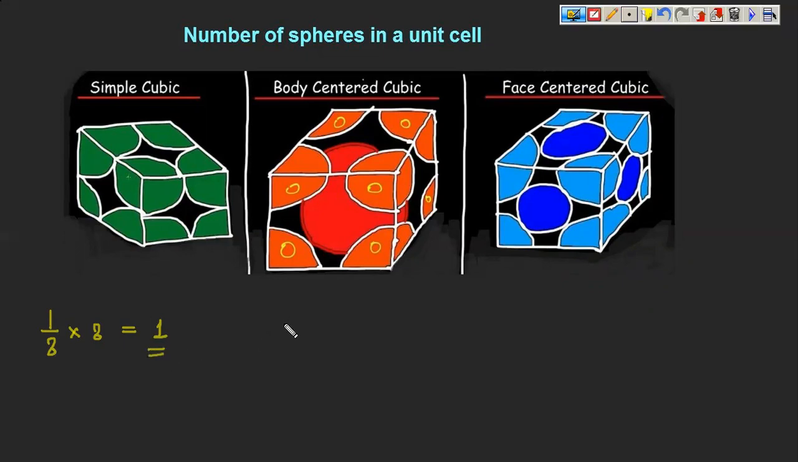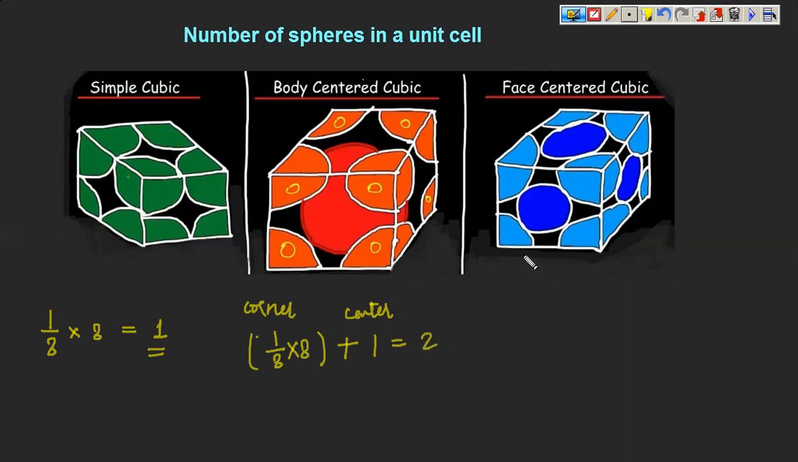In the same way, body centered cubic has two different types of lattice points. One has 1 upon 8 contribution, which is present at the corner, and the total number of corners is 8. One particle is present at the center of the unit cell. This is the corner particle, and this is the center particle. So the total number of particles becomes 1 upon 8 into 8 is equal to 1, plus 1, which is 2.